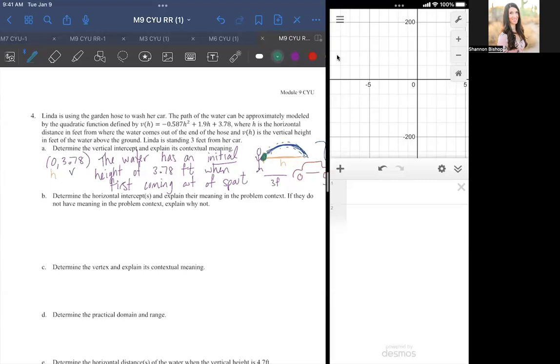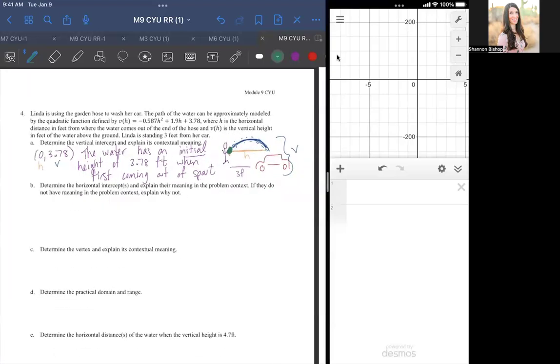Because again, it's essentially this dot right here. There is no horizontal distance associated. It's right when the water leaves the hose. But since she's holding it in her hand, it does have an initial height of 3.78 feet off the ground. So yeah, that works, I think. The water has an initial height of 3.78 feet when first coming out of the spout. That'll do.